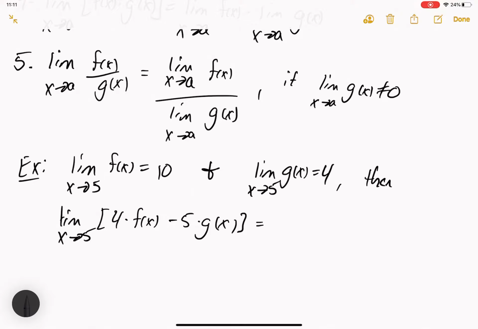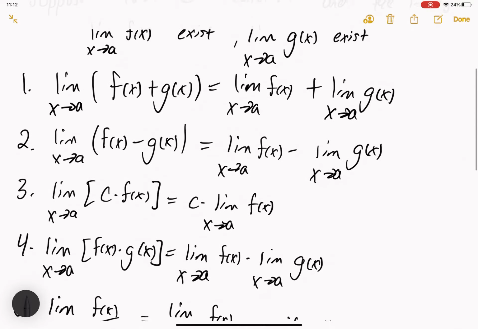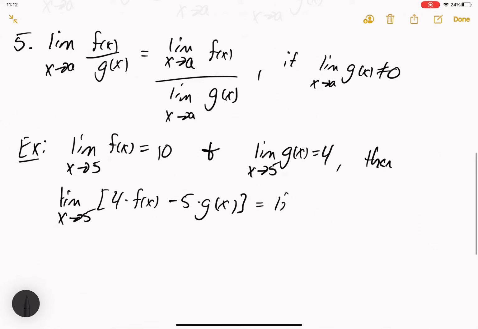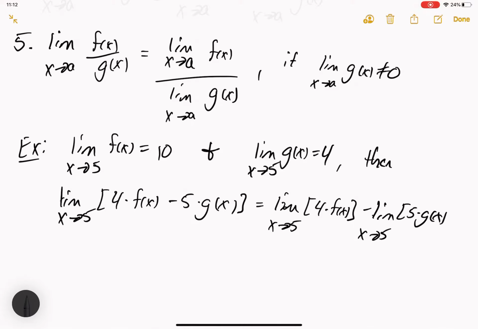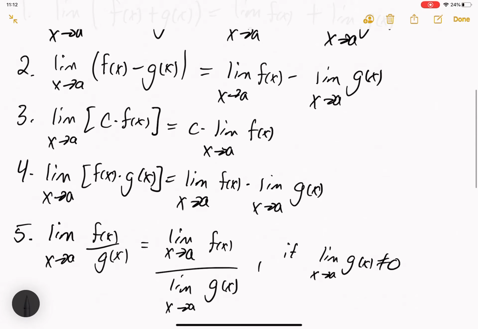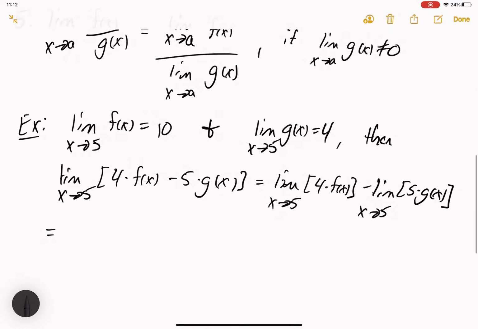So again, here what we're going to do to evaluate this limit is just use the limit laws. The first one we're going to use is 2, because here we have a difference of them. So this is equal to the limit as x goes to 5 of 4 times f of x minus the limit as x goes to 5 of 5 times g of x. And that will be equal to, and now we're going to use the third law, that allows us to pull out the constants.